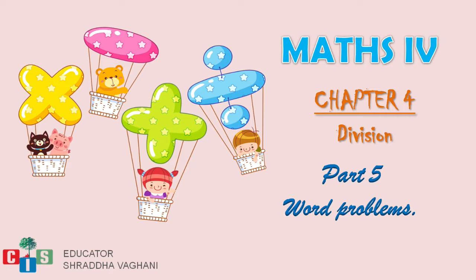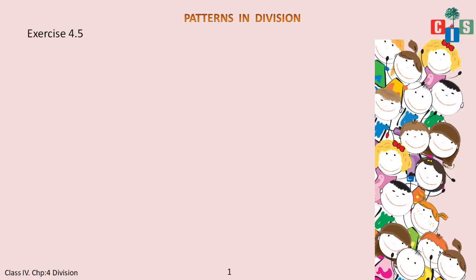We will see from chapter 5 certain word problems. First of all, we will see the pattern which is followed in division. For that, I have taken the examples from exercise 4.5. Here we go with the example, that is 81 divided by 9.